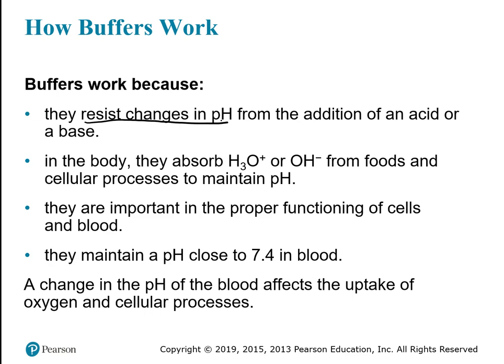In your body, they're going to absorb the extra hydrogen ions or the hydroxides from the different foods and different processes that go on in your body. And you really need that because it maintains the proper functioning of your cells and your blood. So the pH of your blood is about 7.4. And there's a buffering system in your blood to keep that pH, because if it strays too far outside of that, you're going to experience cellular death and you're going to feel some real bad consequences in your body.